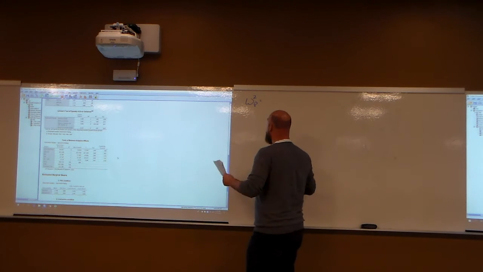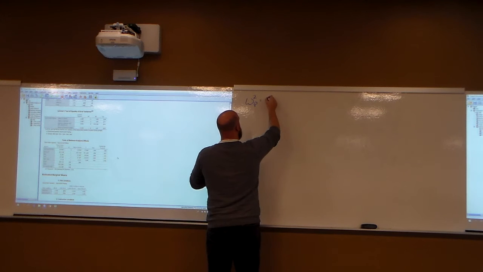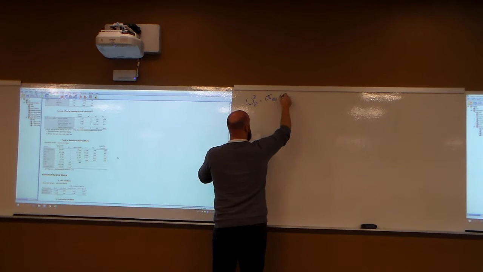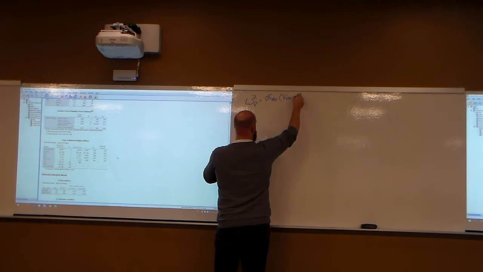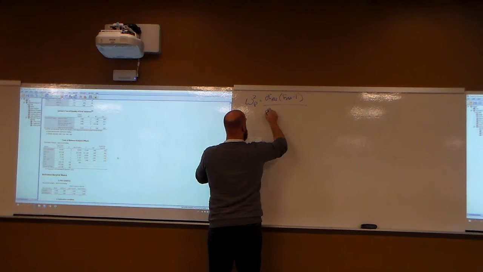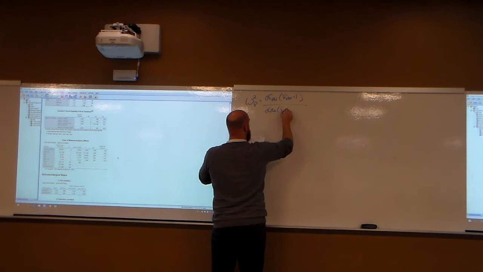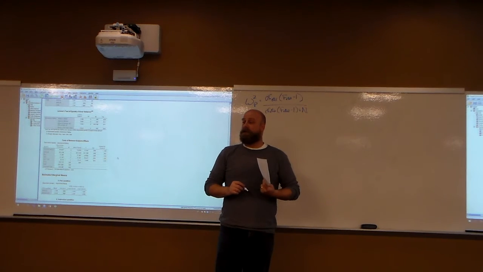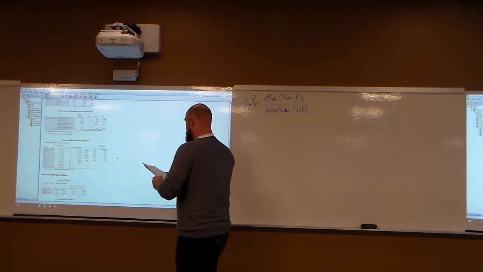If we calculate partial omega squared, remember that our formula is going to be degrees of freedom for whatever effect we're interested in, times F for our effect, minus 1, over degrees of freedom effect times F effect minus 1, plus the total number of people in the sample. This is actually pretty easy to go through and calculate.